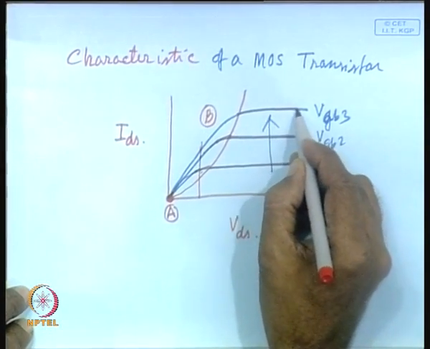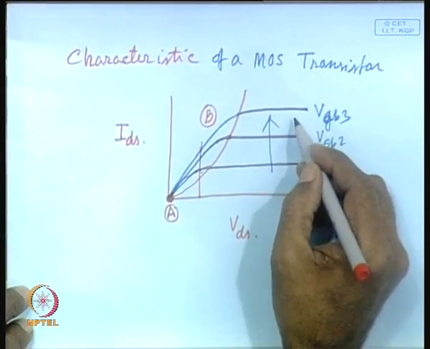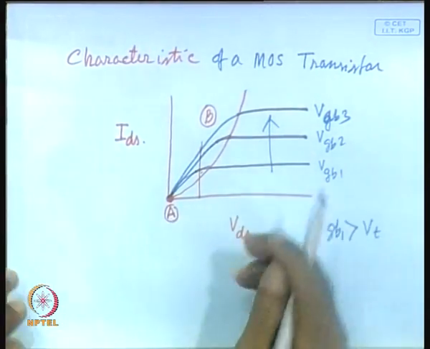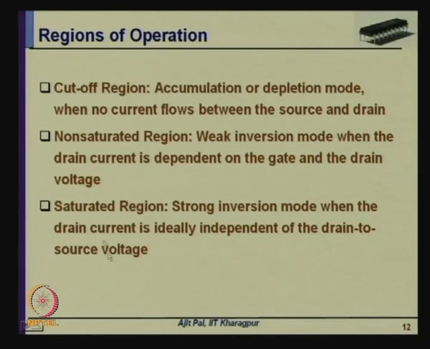Current is not changing as we increase the drain voltage. However, it depends on the gate voltage. So, that means, in the saturated region, the current depends only on the gate voltage. On the other hand, in the linear region, current is dependent on both drain voltage and gate voltage. So, we have seen the operation of these three different regions, again without any mathematical expression.